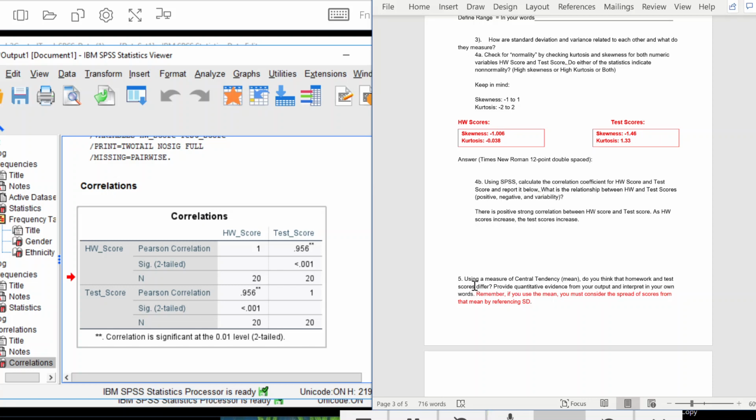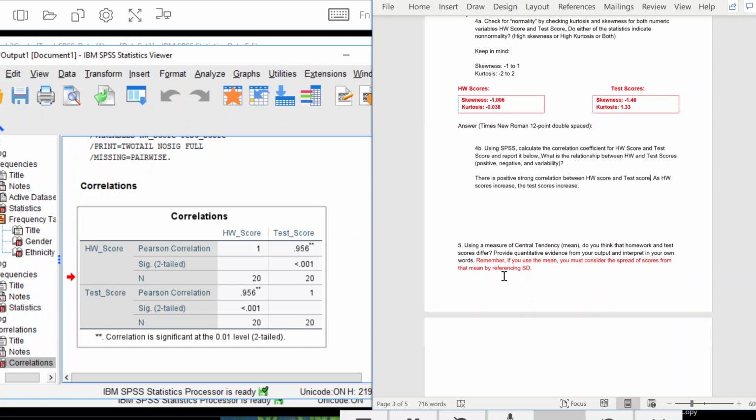And now with this, you can answer all this information here. You can answer this question. This is more of a conceptual question. So do you think that homework and test scores differ? So provide some quantitative evidence, and that means that you provide some evidence that are calculations. If you're using the mean, you use it with the standard deviation. So you can't just talk about mean, you have to talk about the relationship with the standard deviation. And so what is the difference between these two variables, homework score and test score? Do you think that they differ? And you can probably answer it with this information as well about correlation.